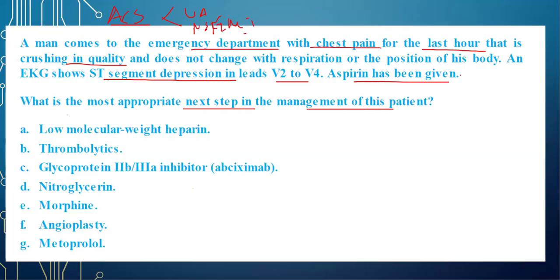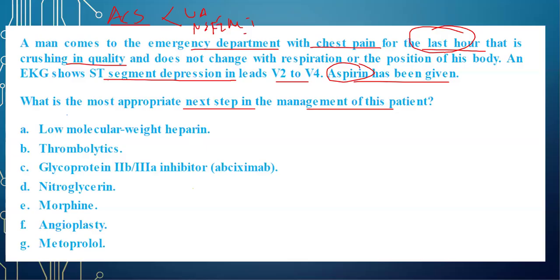Right? For this patient, you have given aspirin. That's a good step. What will you do next? This patient having the pain for 1 hour, doing troponin, CKMB might not be the best option because it might not get elevated yet. And you don't have that in the options as well. So, what will you do? Low molecular weight heparin is the best.